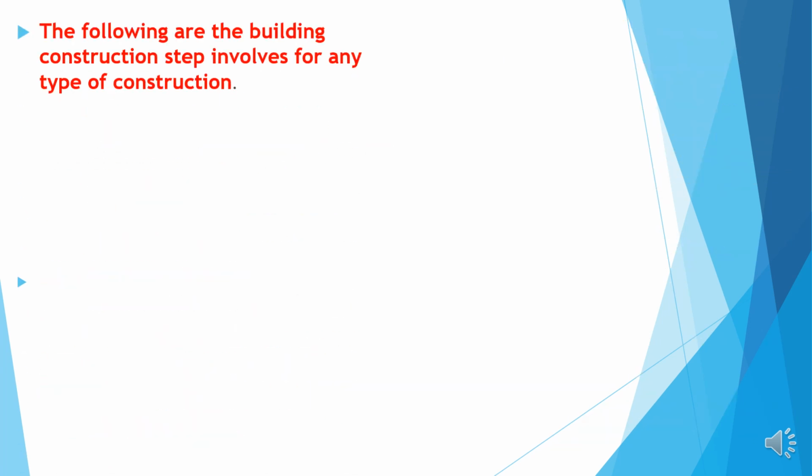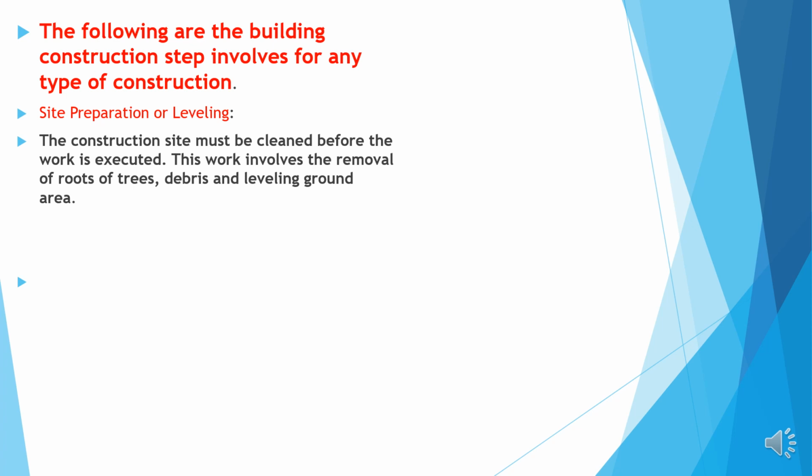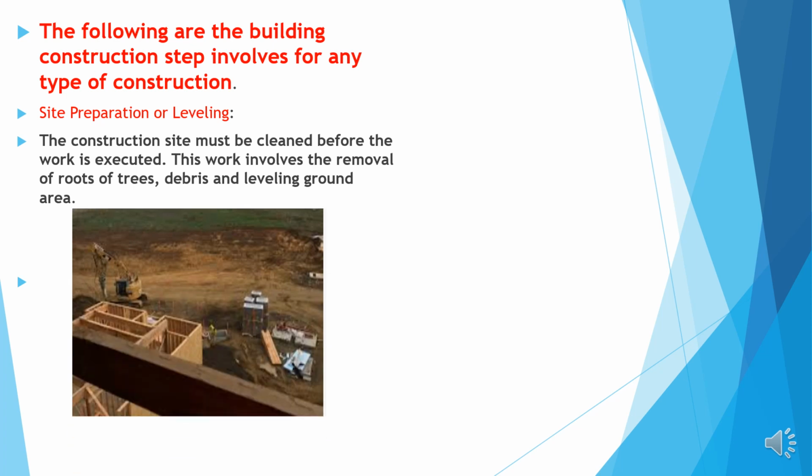The following are the building construction steps for any type of construction. Site preparation or leveling. The construction site must be cleaned before the work is executed. This work involves the removal of roots, trees, debris and leveling the ground area. This is the image of a site preparation.